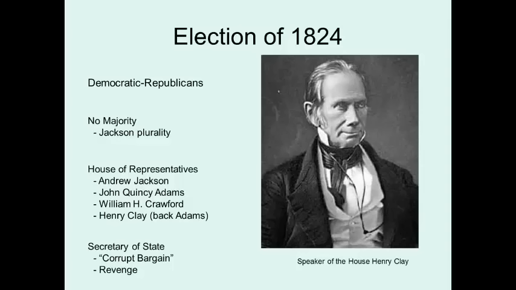So when there is no majority in a presidential election, it gets sent to the House of Representatives to decide. This is the way the Constitution is set up. In the election of 1824, the House of Representatives was only going to consider the top 3 candidates. And the top 3 candidates were Andrew Jackson, John Quincy Adams, who is the son of former President John Adams, and a man named William Crawford.